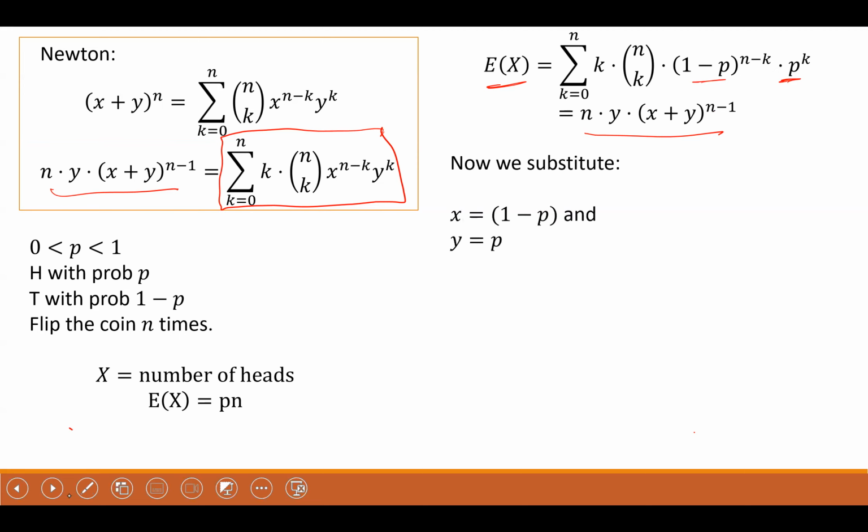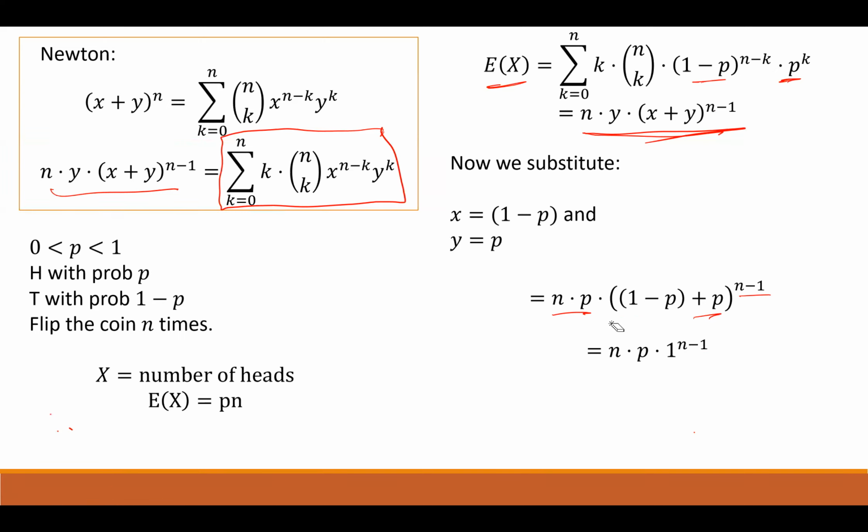Well, we'll set x equal to 1 minus p and y equal to p in this closed form, and we get n times p times (1 - p + p) all to the power of n minus 1. The p's, of course, cancel out. Once the p's cancel out, I just have 1 raised to the n minus 1, which is always going to be 1. And I have n times p remaining.